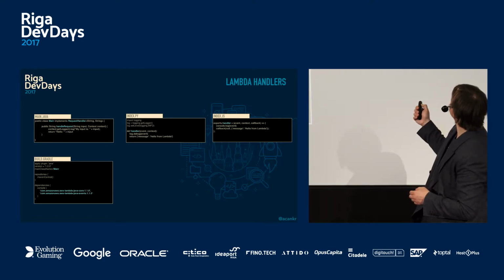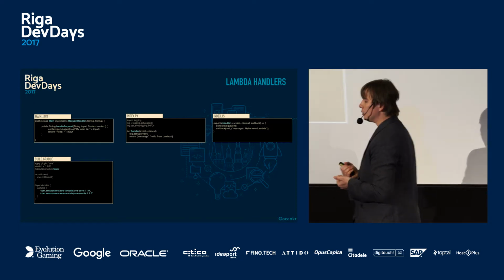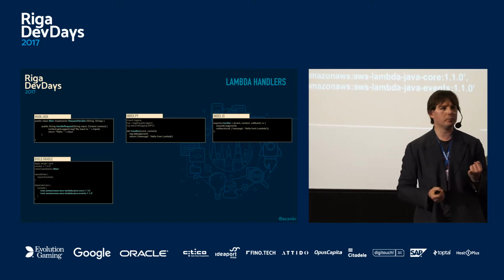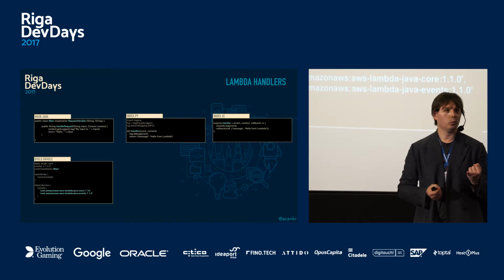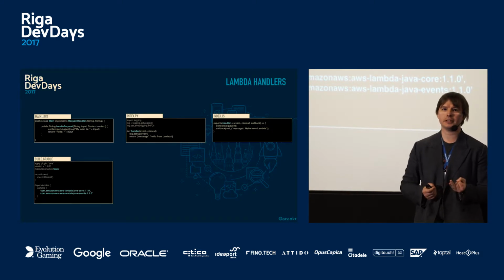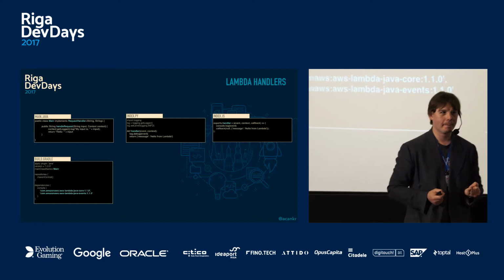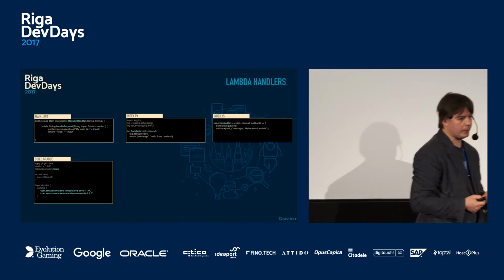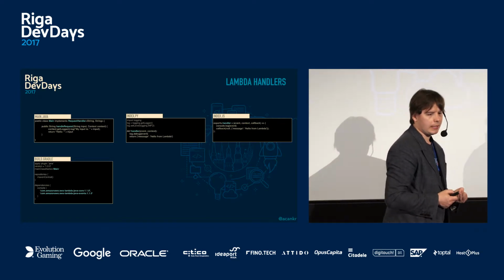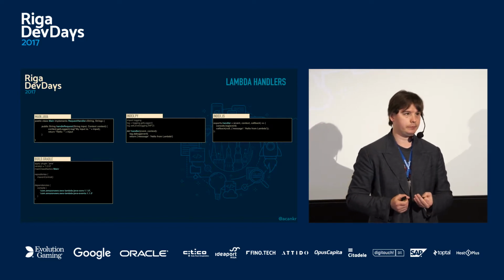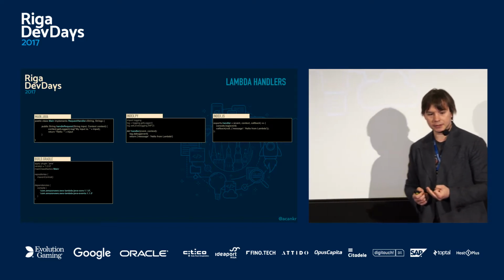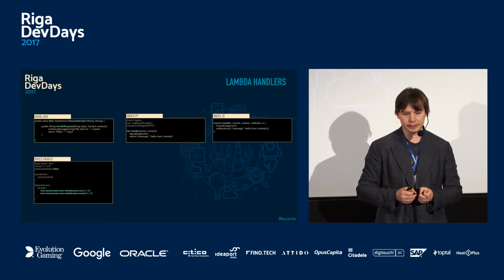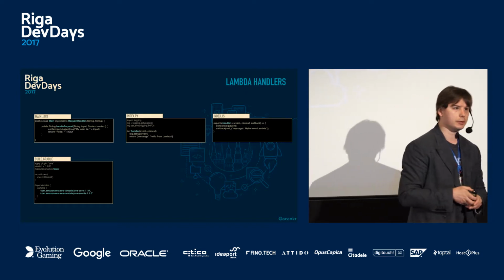But there is also the context that can help you make decisions. The context can give you some information, such as how much memory you still have available, or how many milliseconds you still have until timeout, and some other things that could be useful. For example, for the Java runtime, you can have a logger. For Python, you need to extract the logger from some other events and so on. And the same goes for Node.js. You should just use console.log.